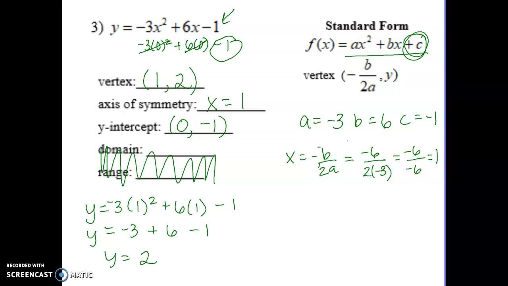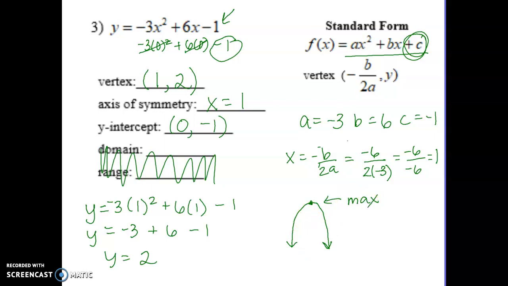If we look at this graph, and we're not going to graph it, but just thinking about it, is this graph going to open up or down? And how do you know? Well, remember, we need to look at the a term. The a term here is a negative 3, which means it opens down. Does that mean this vertex at (1, 2) is a maximum or a minimum? Well, if it opens down, that means it's going to be a maximum.